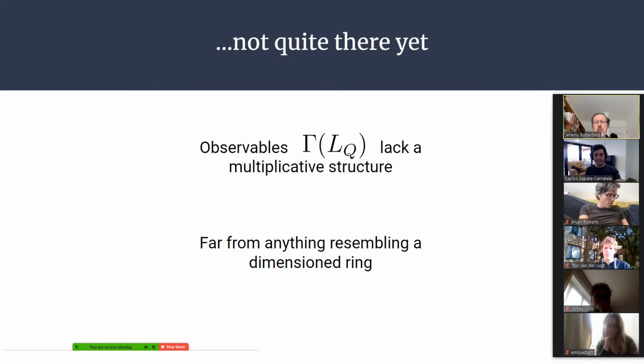And then the other problem is that the actual object that we are identifying as our observables, which are the sections of the line bundle, doesn't resemble anything like a dimension ring. I mean, it's just a module, right? It's a C infinity module. It doesn't look like a ring. It looks like a normal module over a normal ring. It doesn't have any dimension structure to it.